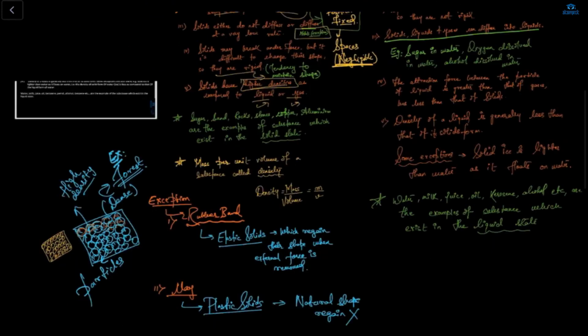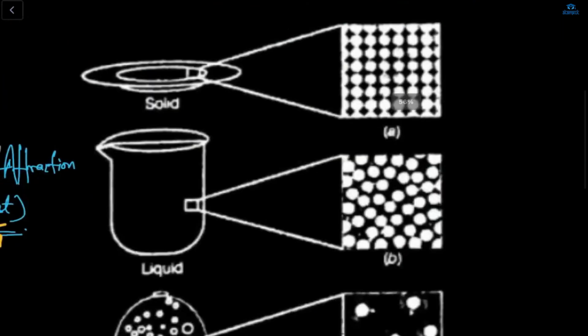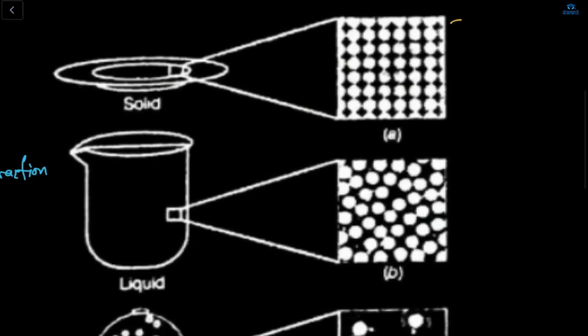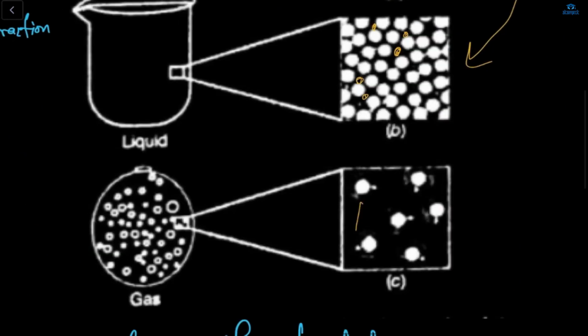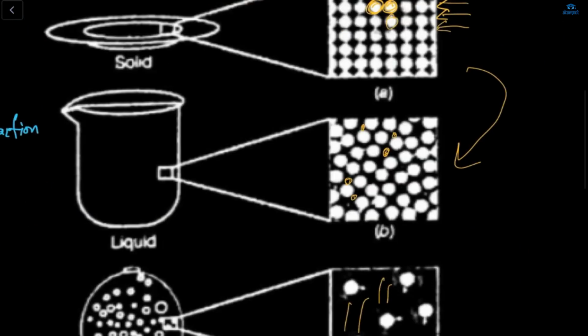Lots of trees are present. Likewise, this is a solid. Solids have lots of particles in them, and they can't move here and there because they're very strongly connected to each other. They can only vibrate at their fixed position. But compared to liquid or gas, liquid has some spaces in it, and gas has a lot more space as compared to liquid.